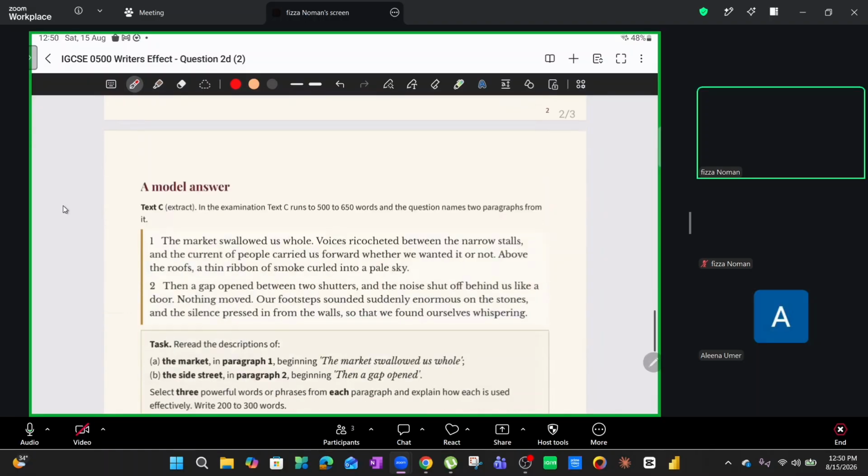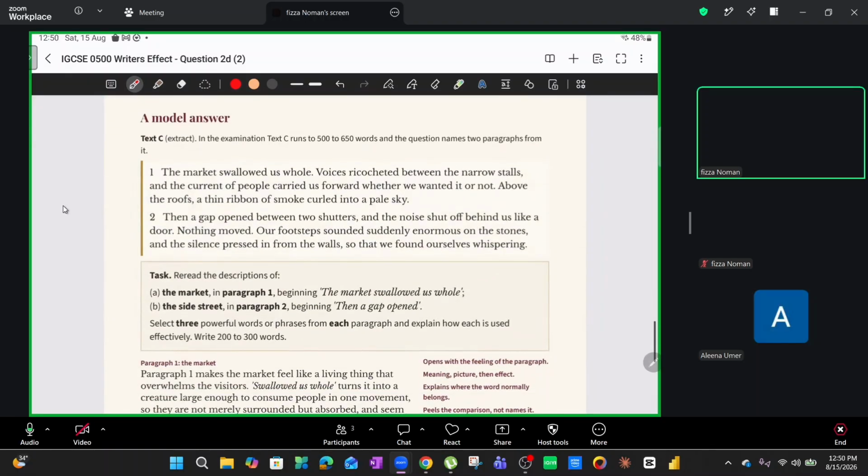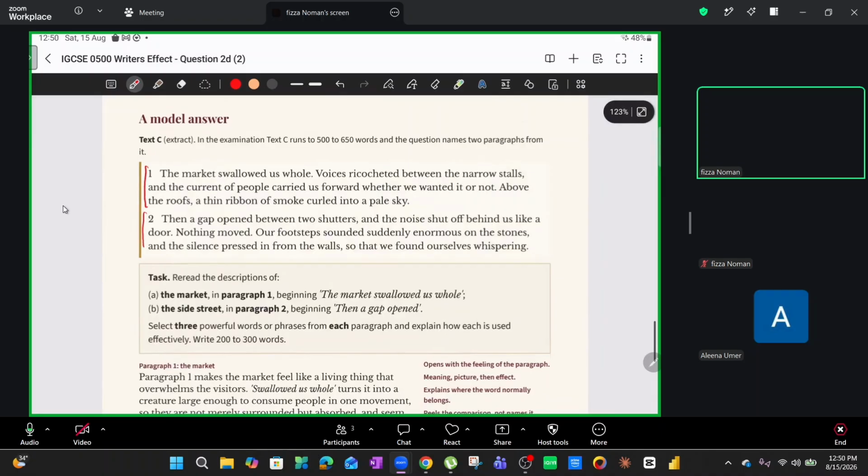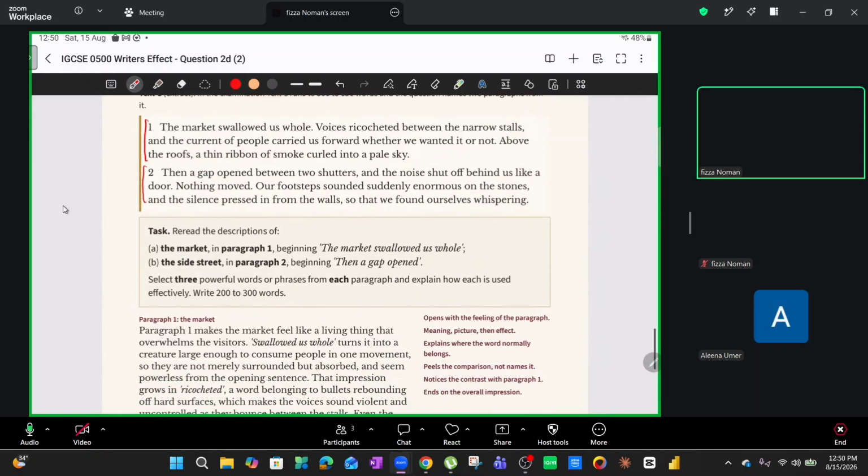Chalo. Yes. This is a model answer now, beta, for your convenience. Now, these are two extracts that I've given, imagining them as paragraphs, all right? And from these two paragraphs, we have given the idea.